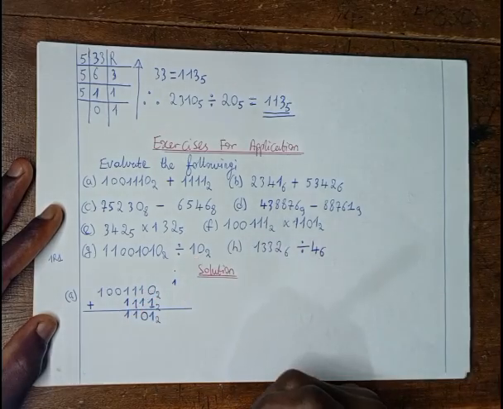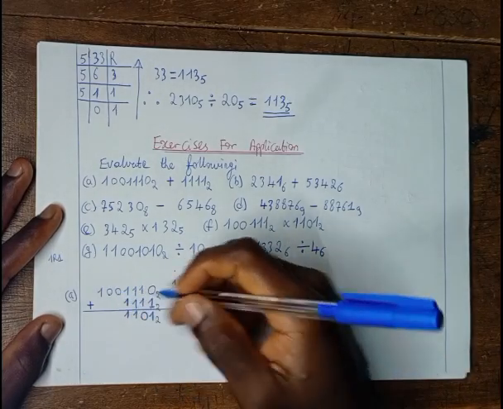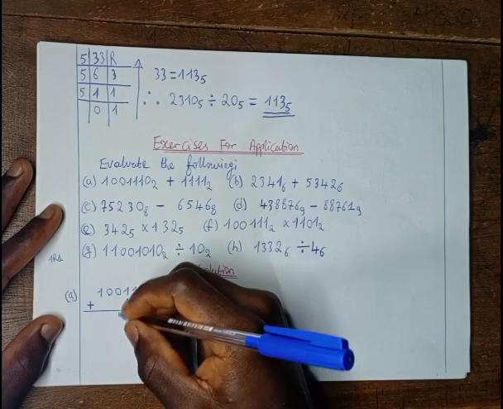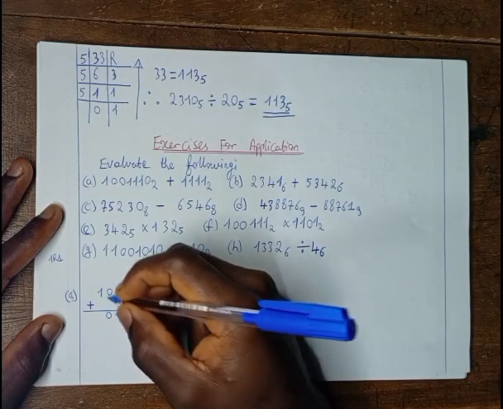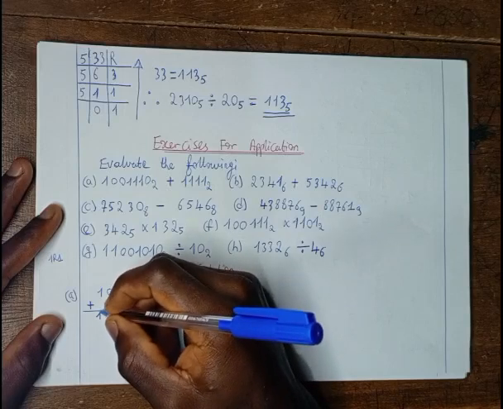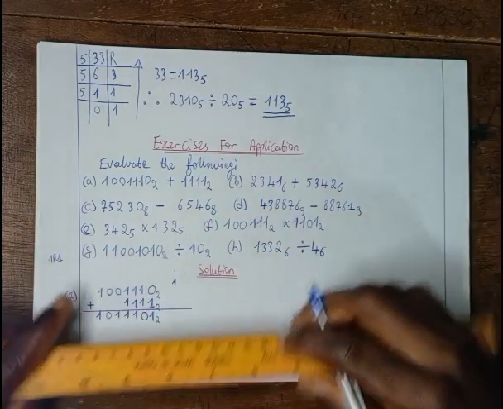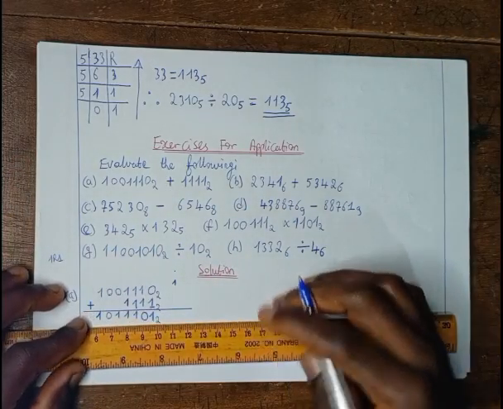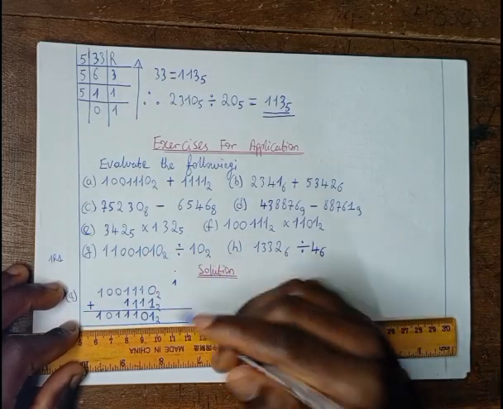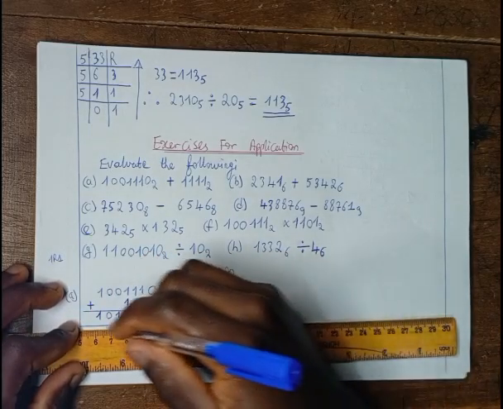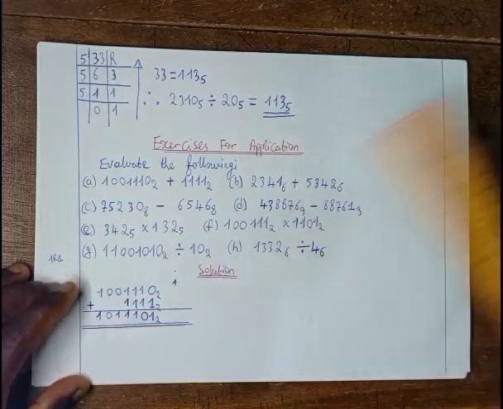Carry 1. 0 plus nothing remains 0, plus the 1 we carry gives us 1. 0 plus nothing remains 0. 1 plus nothing remains 1. Our answer will simply be 1, 0, 1, 1, 1, 0, 1 in base 2.